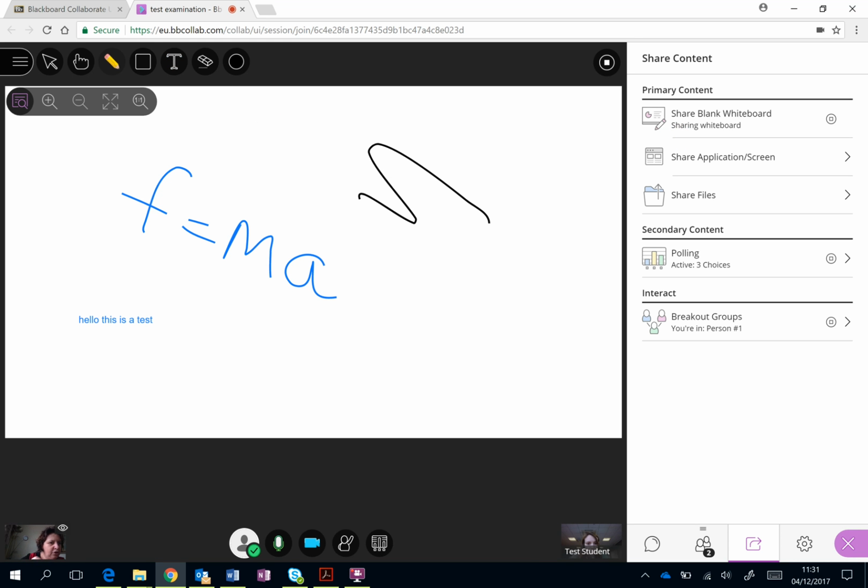Okay, we can share screens, which Debbie has already shown. That's here, sharing the screen. We can share files, and this is how I created the polling and the breakout groups.